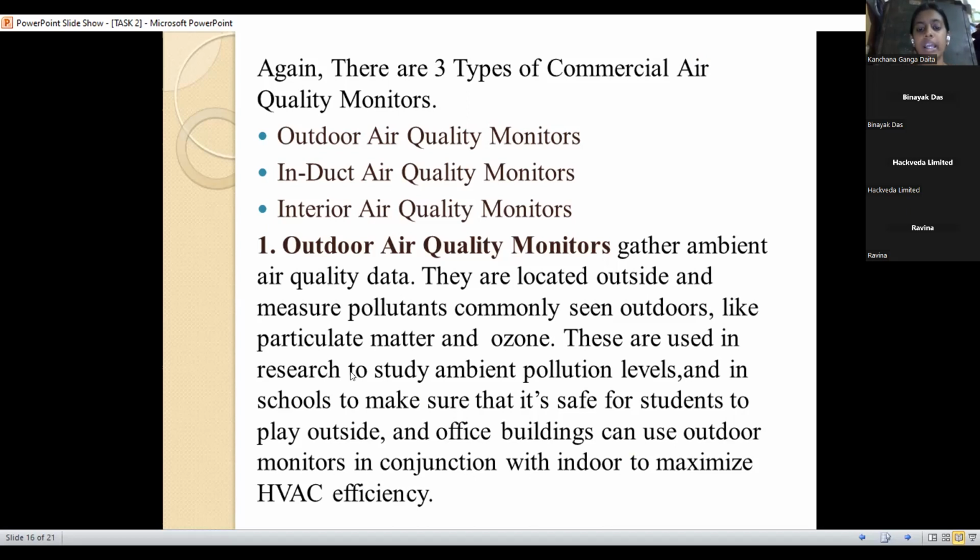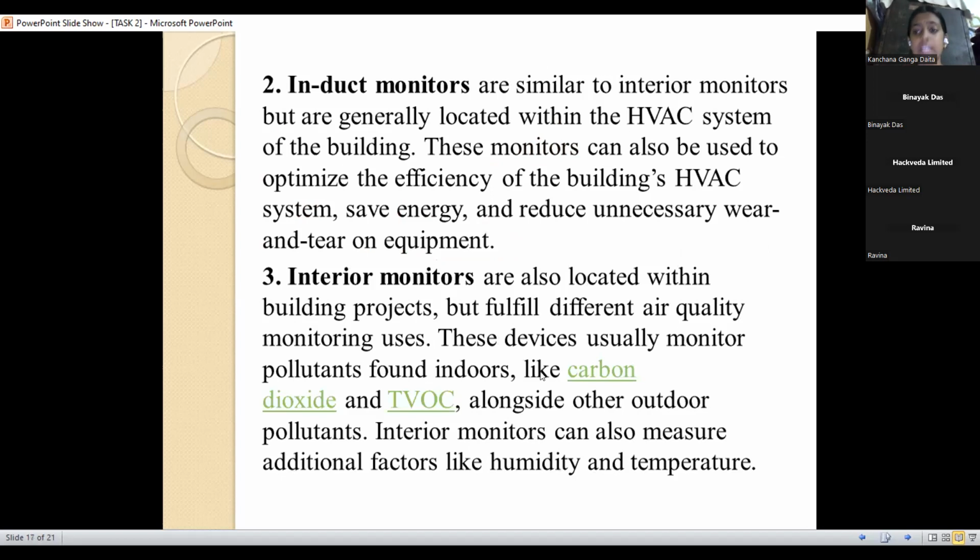These are used in research to study ambient pollution levels, and in schools to make sure it is safe for students to live in those premises, etc. Also, this can be used for indoor purposes. Next is indoor monitors. Indoor monitors are located inside buildings, offices or industries, but the outdoor monitors are for outdoor purposes.